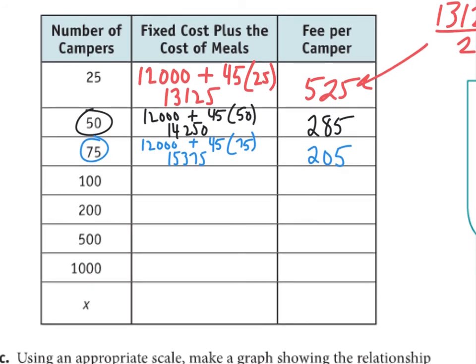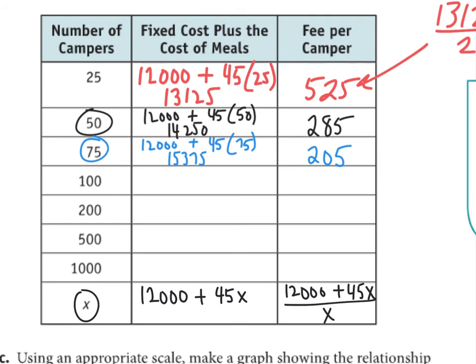Okay, so let's think about what's happening. Let's jump down to the bottom row here. If there were x campers, the fixed cost would be the 12,000 plus $45 for the meals, and we have x number of campers, so that's how many people's meals we have to pay for. That's going to be the fixed cost plus meals. So to get that per camper, all you need to do is take that same exact expression, find out how much it costs each, and divide by how many people there are, which is x.